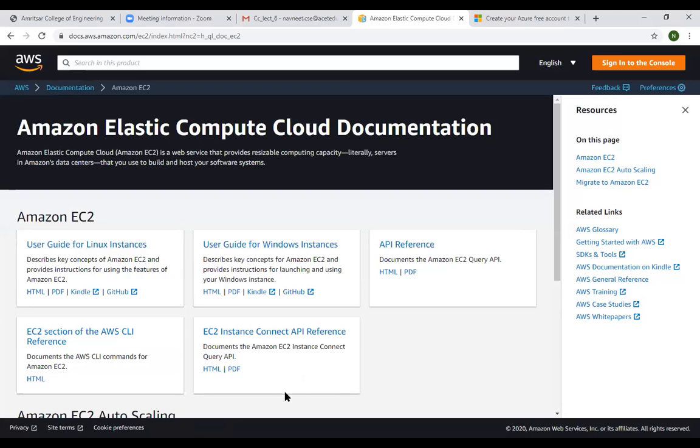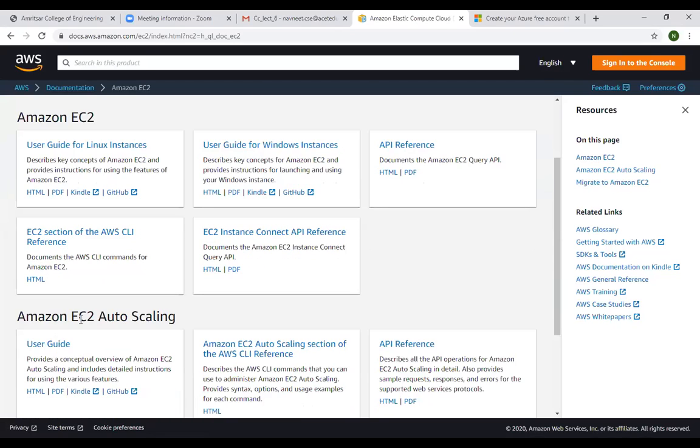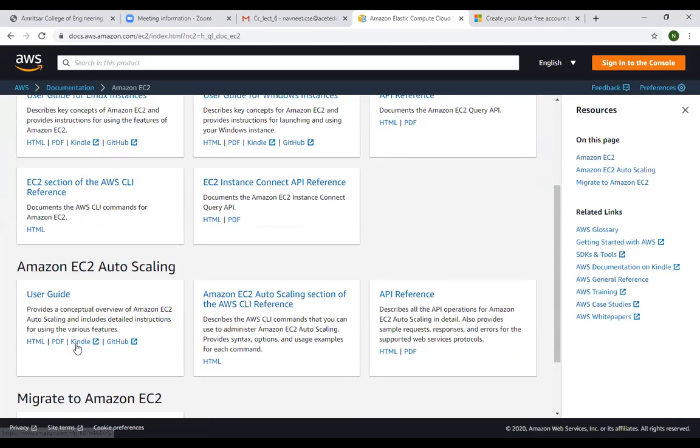This is a user guide for Linux instances. If you want to create a Linux instance on your physical machine, you can have a PDF file of this. This is available on Kindle also. If you want to run an instance on Windows, you can have this PDF of how you can use the service. And these are the API references and other things available for utilizing Amazon EC2 for Linux or Windows instances. Before using any kind of service, you need to study the PDF file or the documentation related to that service. This is the Amazon EC2 Auto Scaling service.